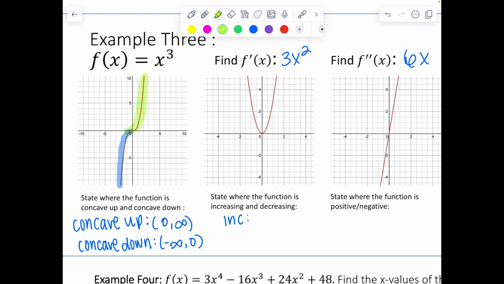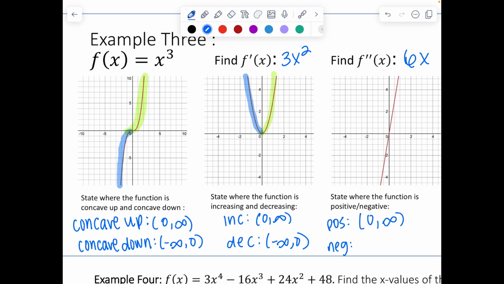So if you look here, it's increasing from 0 to infinity. And then it's decreasing from negative infinity to 0. And then this is the derivative, and this says state where it's positive or negative. So where is it above the x-axis? Where is it below? So it's positive from 0 to infinity, and it's negative from negative infinity to 0. And if you guys look, these all match, right? And these all match. And so that's what you're going to see every single time.